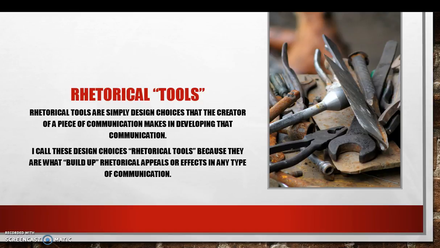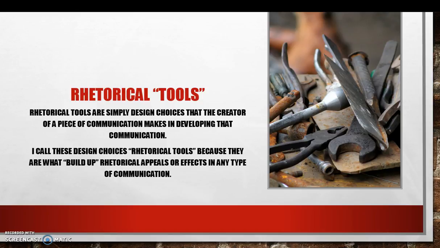Once you have developed a clear picture of the communication's overall rhetorical situation, you can now begin picking out specific details in the communication to analyze. I call these details rhetorical tools, but in essence they are simply the design choices of the communication that develop specific effects in the audience. I call them tools because they build up the rhetorical appeals.